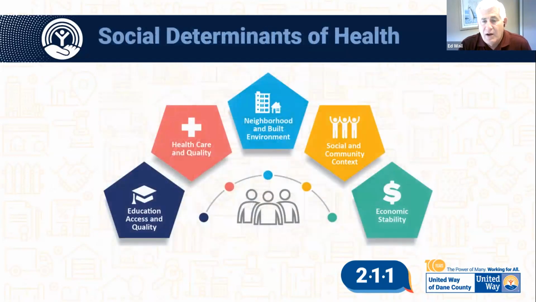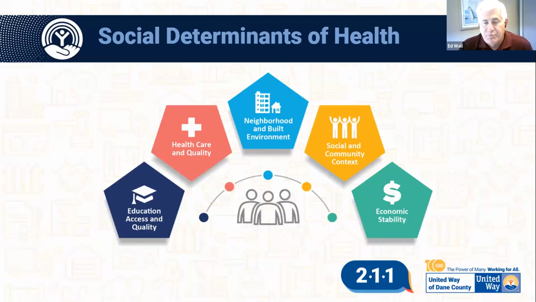We're really involved now with the social determinants of health. I don't know if everybody knows what that is, but basically it builds on the premise that education access, healthcare, neighborhood built environments, social and community context, and economic stability are basically the foundations for healthy families to thrive within our communities.